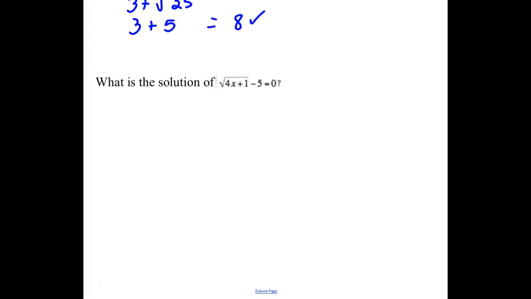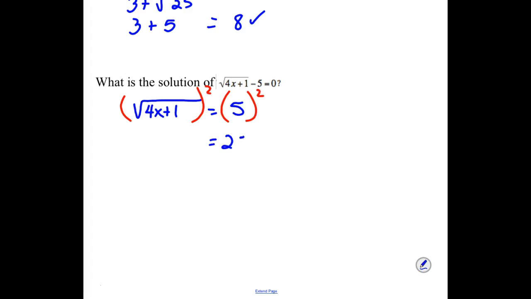All right, our next one, what would we do first? We need to move that negative 5 out of there. We have to isolate the square root symbol. So let's add 5 to the other side. What's our next step? Square both sides. All right, once again, 5 squared is going to give us a 25. On the left side, our square and square root cancel each other out.